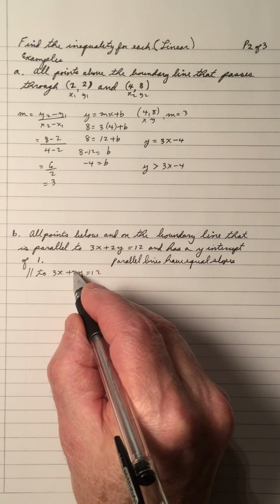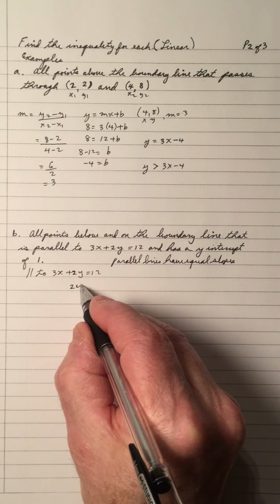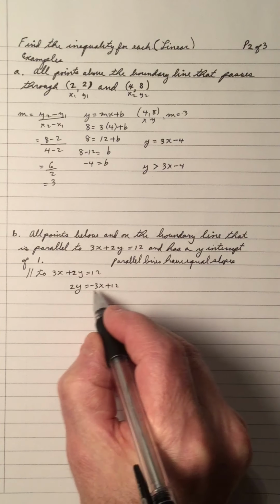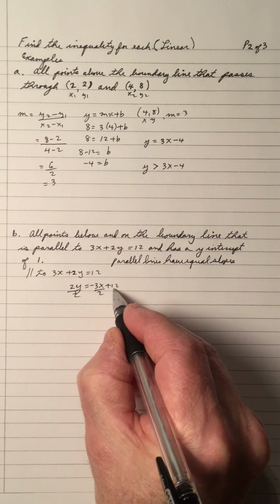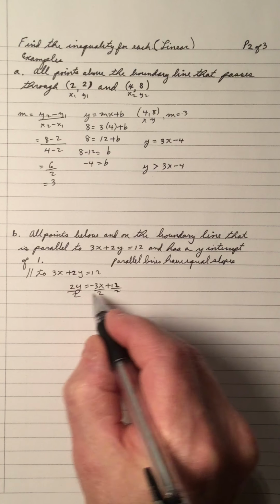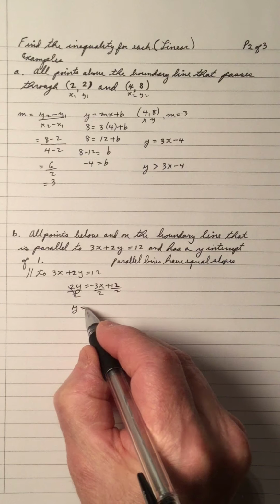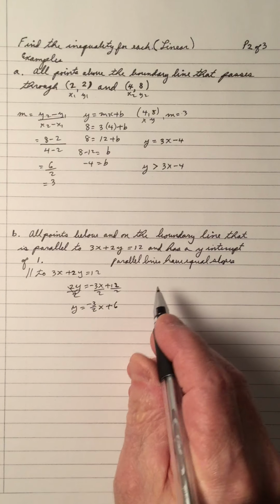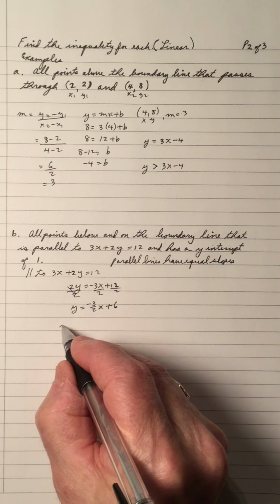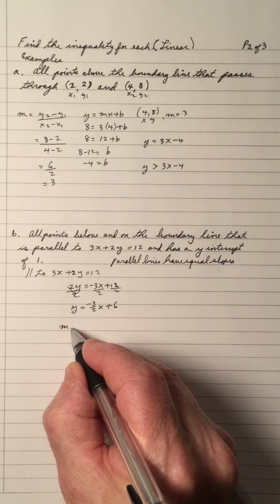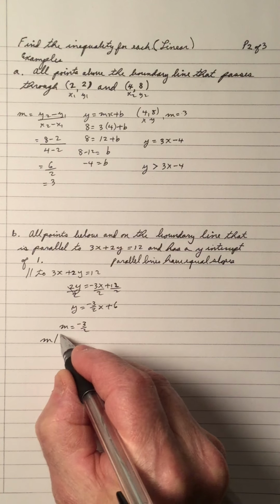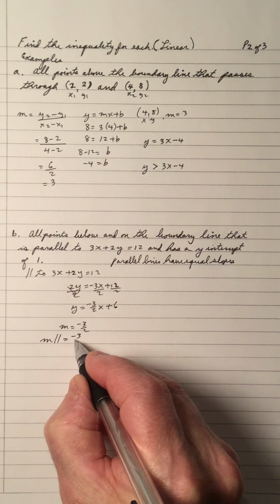I get the slope of this line by solving it for y. 2y equals negative 3x plus 12. Divide by 2. The 12 over 2 gives 6. I get y equals negative 3 over 2 x plus 6. So the slope of this line is negative 3 over 2. So the slope of the parallel line is the same, negative 3 over 2.